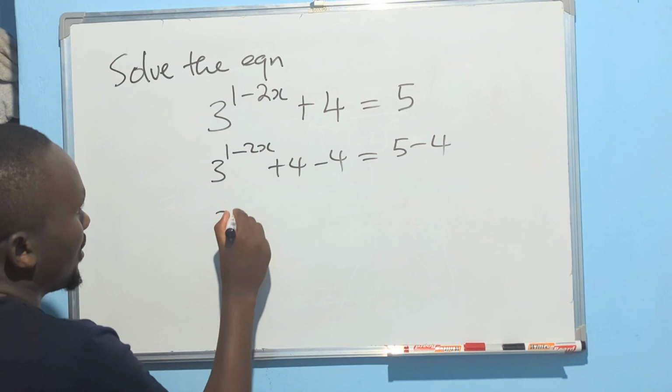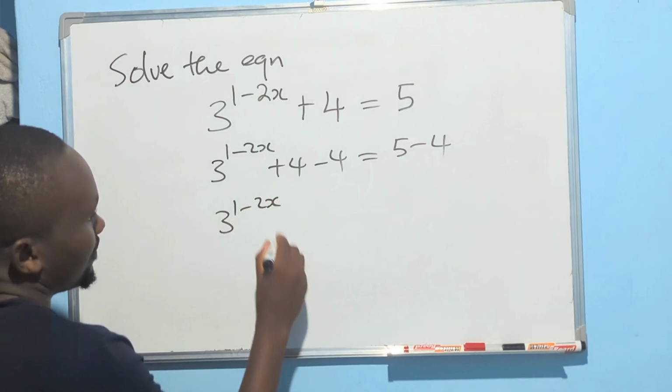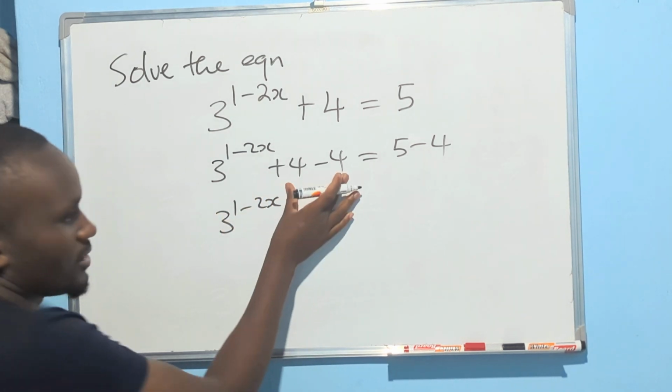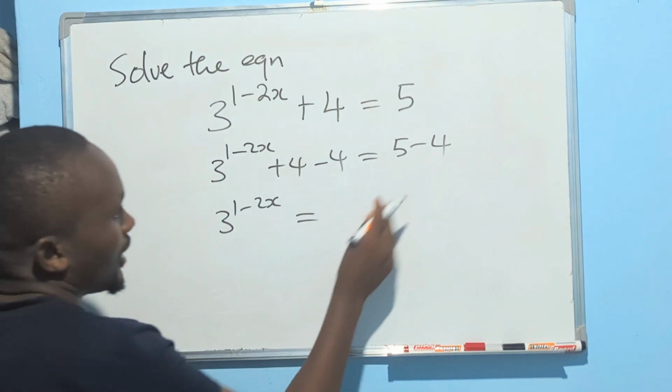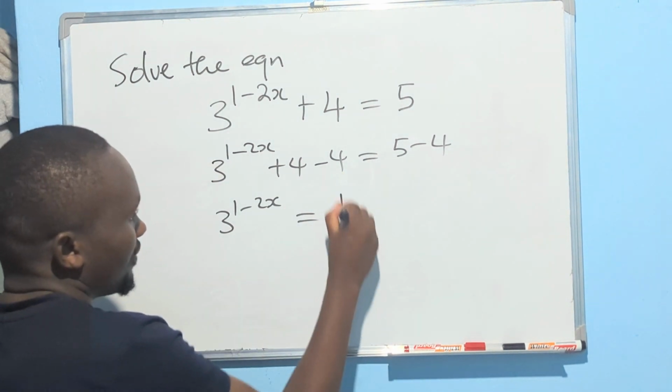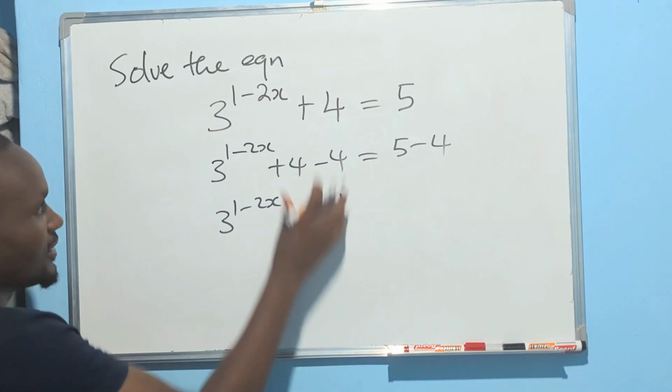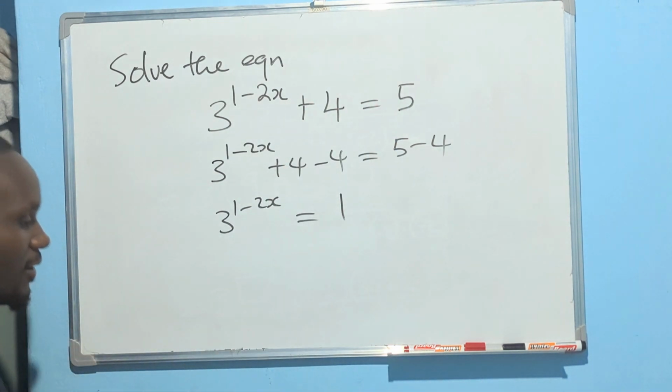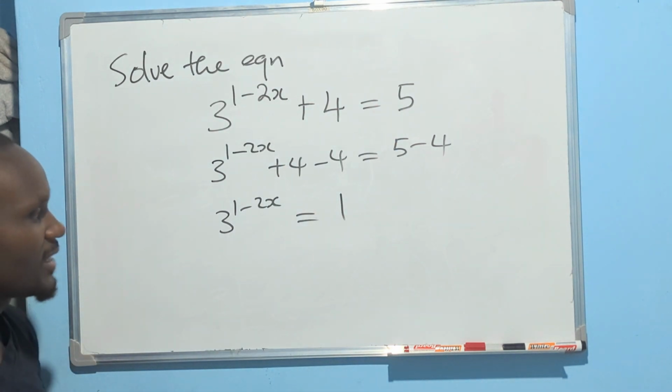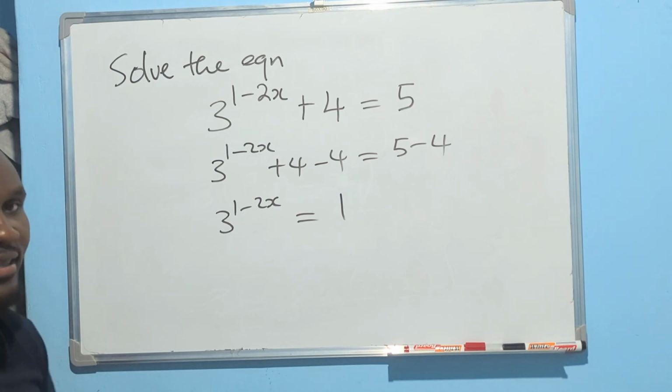So we'll have 3^(1 minus 2x), which should equal, because this gives us 0, and then 5 minus 4, which gives us 1. So we have simplified something that was complex. It is now like that. From that stage, how do we move on to find the value of x?